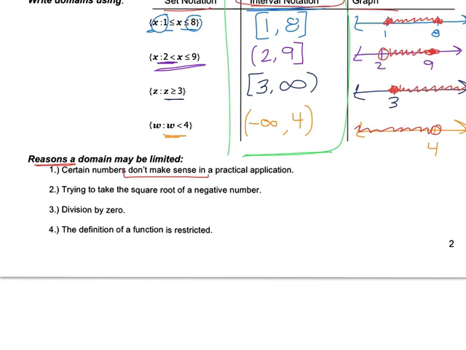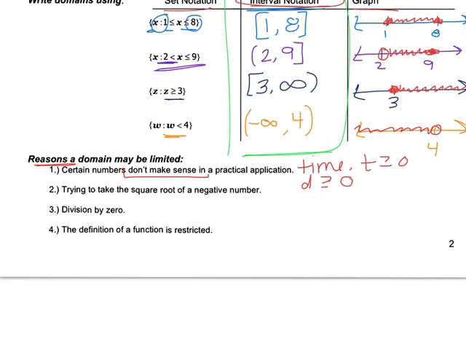An example of that would be, say your input value was time. Say you were comparing time to distance. Time can't be negative. So you'd have to limit your domain, say your domain was t, to be greater than or equal to 0, because you're not going to go backwards in time. Another one would be distance. If distance is your input, distance cannot be negative. So distance would have to be greater than or equal to 0. So in that case, it just wouldn't make sense, and you'd have to limit your domain.